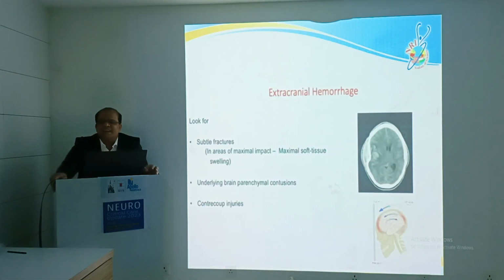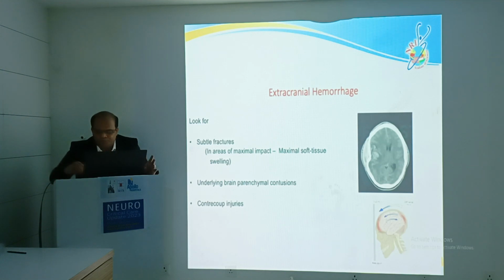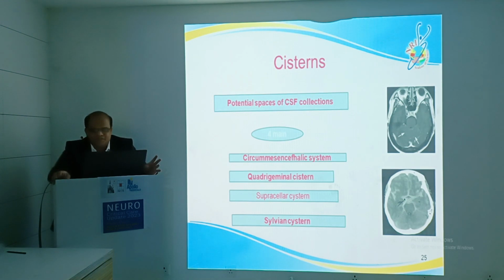So coming to the extracranial hemorrhages, in a trauma patient we have to look for subtle fractures where there is maximum soft tissue impact, and also underlying parenchymal contusions. We have to concentrate on coup as well as contrecoup injuries also. And after the blood, we have to concentrate on the cisterns. Cisterns are nothing but the potential spaces of CSF collections.